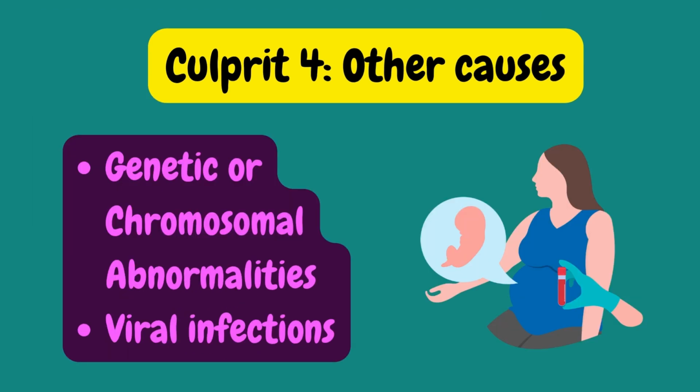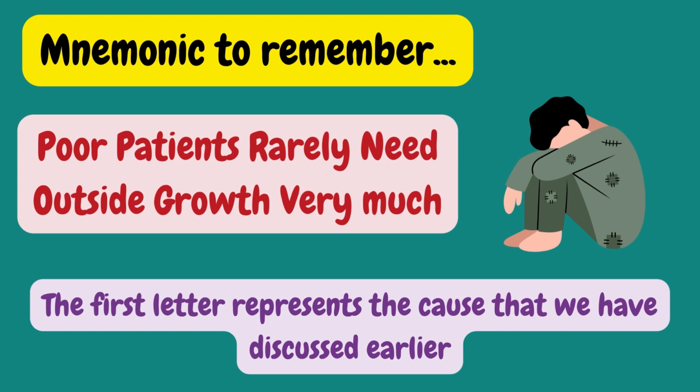Other causes like genetic or chromosomal abnormalities and even viral infections can also contribute to oligohydramnios. You can use this mnemonic to remember the causes. The mnemonic is "poor patients rarely need outside growth very much". The first letter represents the cause that we have discussed earlier.